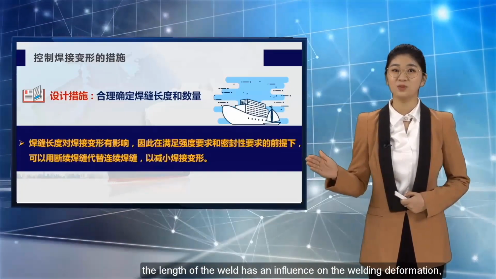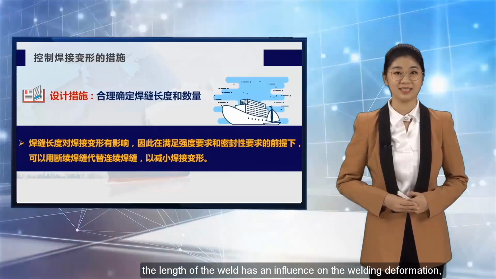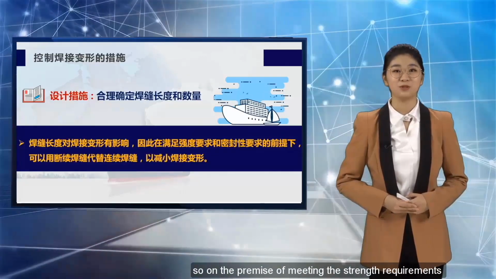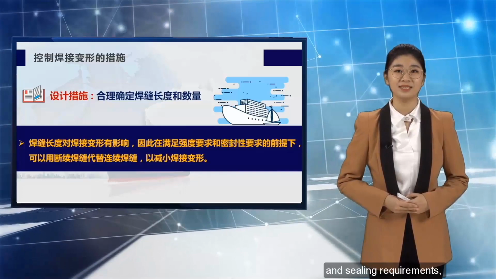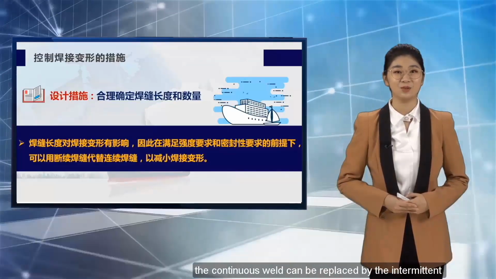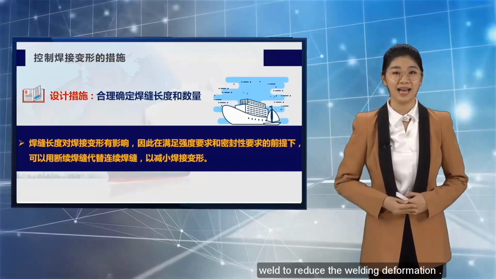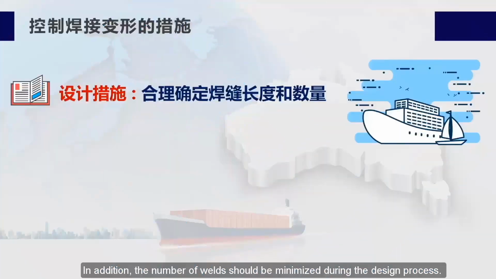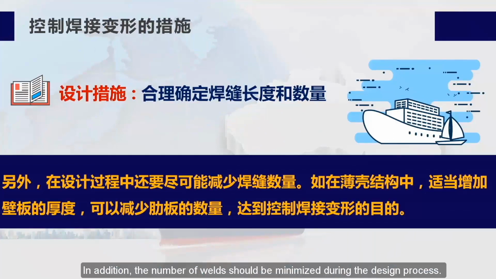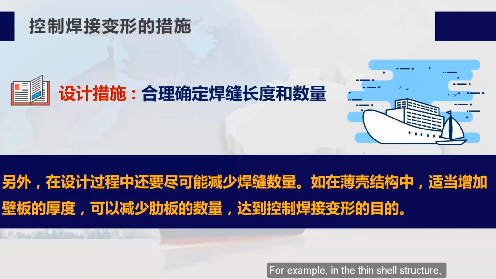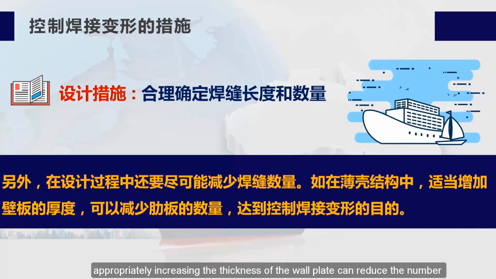The length of the weld has an influence on the welding deformation. So on the premise of meeting the strength requirements and sealing requirements, the continuous weld can be replaced by the intermittent weld to reduce the welding deformation. In addition, the number of welds should be minimized during the design process. For example, in the thin shell structure, appropriately increasing the thickness of the wall plate can reduce the number of rib plates and achieve the purpose of controlling welding deformation.